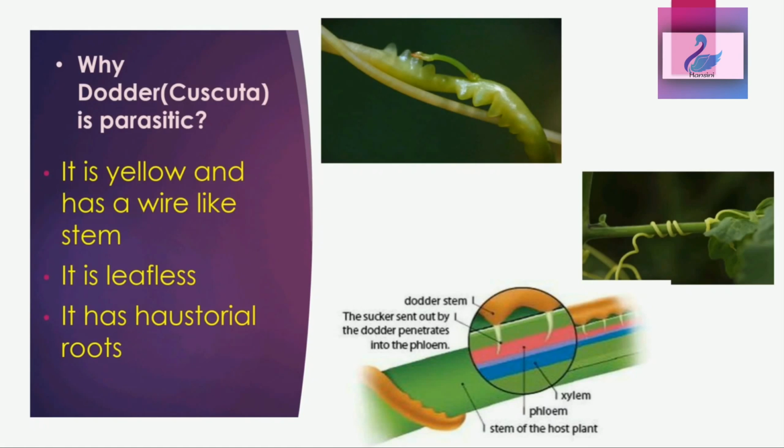Now what are haustorial roots? Look at the slide. Can you see the pointed structure? This structure penetrates into the green part of the host plant and sucks all the nutrients from the stem of the host plant.